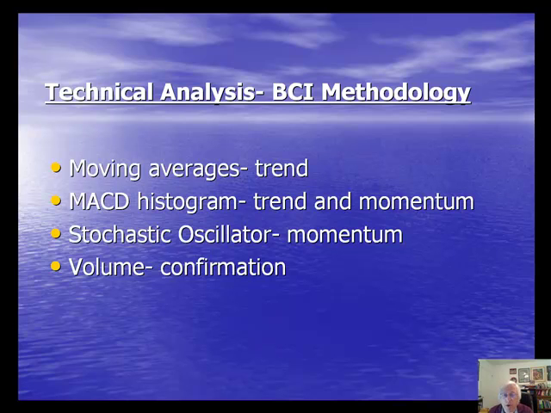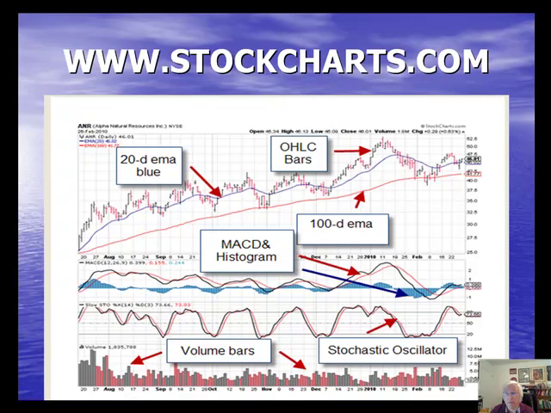And volume will be shown to us in the form of bars. And the higher the bar, the greater the volume. So if you see a change in moving average, MACD histogram, or stochastic oscillator on very high volume, it's more significant than if you saw a change on very low volume.